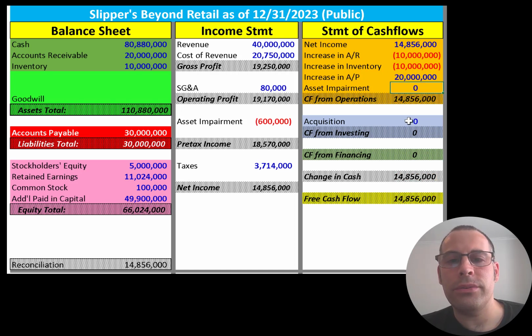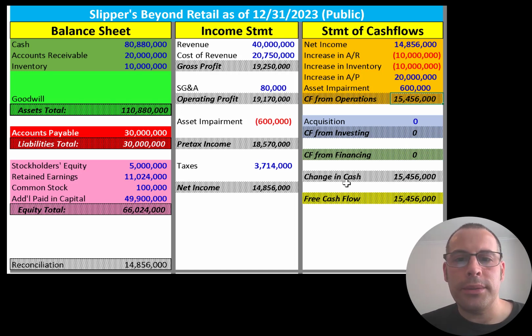So to calculate cash flow from operations, you have to take your net income, adjust for changes in working capital, and also add back the non-cash items on the income statement. So we passed through a $600,000 asset impairment. We have to add that back. Because that's a non-cash item, we paid the $1 million back in 2021.